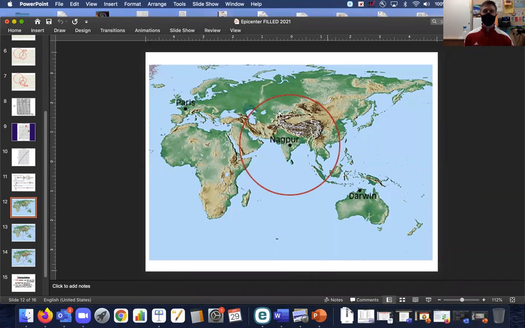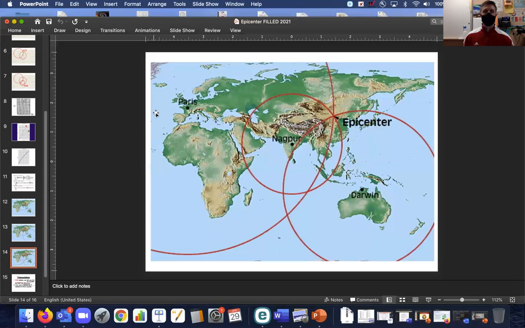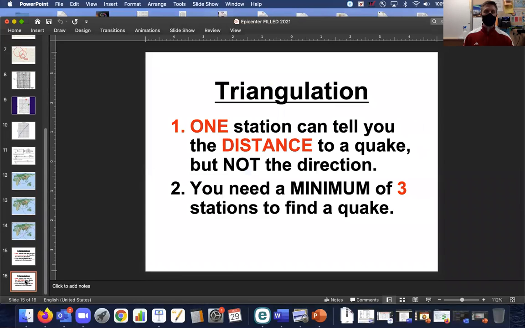So, first station, it's just a distance. Then the second station gives you more information. So now we have 2 points that could be the possible epicenter. The third station shows us where the epicenter is. So again, triangulation, you have to have 3 points or 3 pieces of information. And then the lapse time is what we're most concerned with in order to find out that distance.